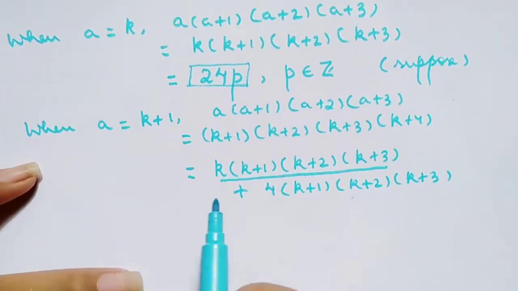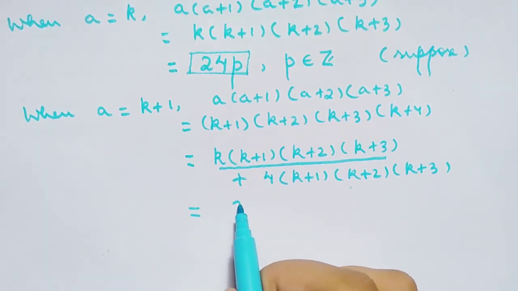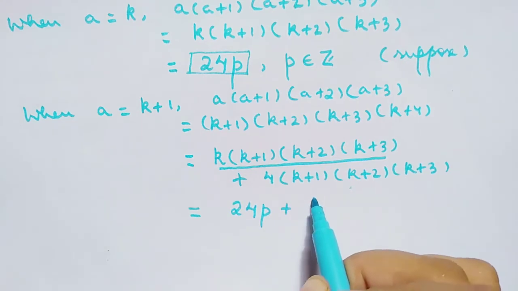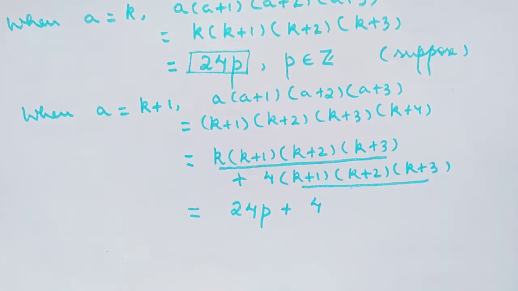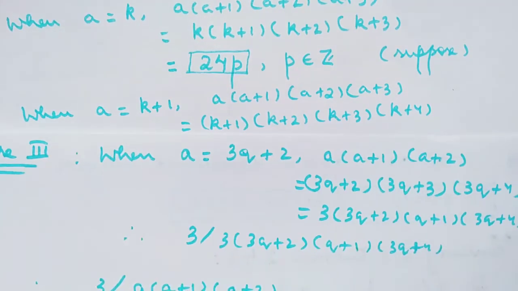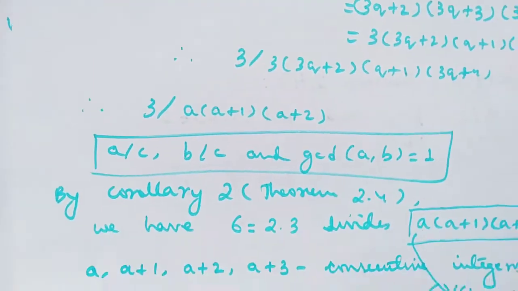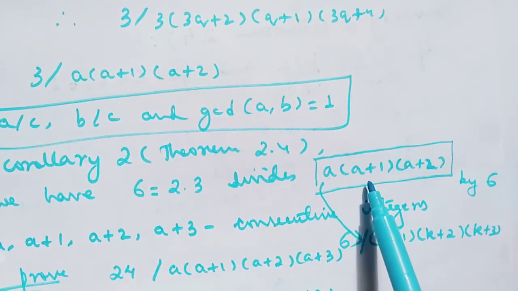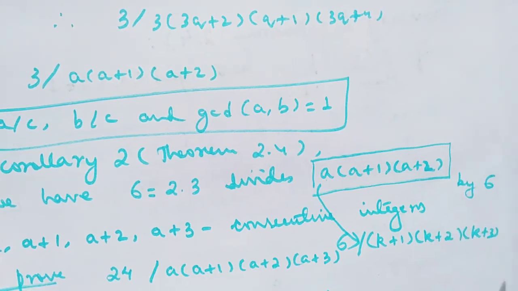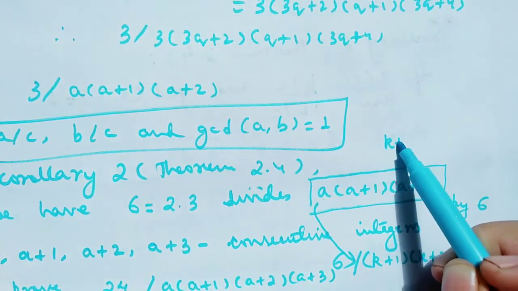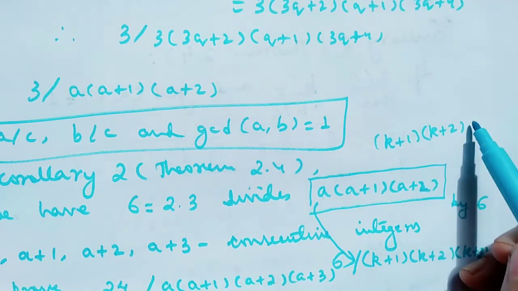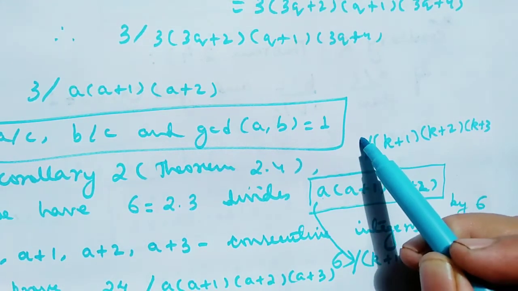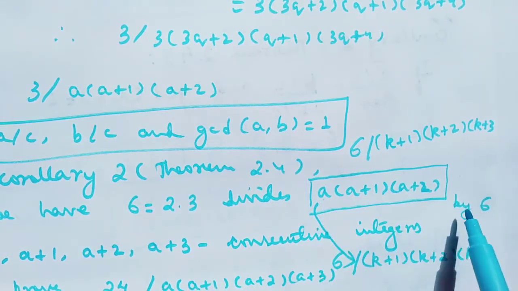So in place of this one, we write 24p, and then here we have 4. Now what about this one? This follows from the first part of question number 18. We have shown in the first part that this product of three consecutive integers, k plus 1, k plus 2 and k plus 3, is divisible by 6.